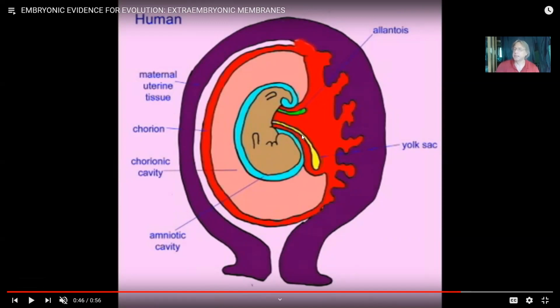The yolk sac is not storing food. The nourishment for an embryo and fetus comes from the mother's bloodstream and the placenta. The allantois does not store nitrogenous waste. It's the mother's kidneys, which are involved in the removal of waste. And so human embryos form a yolk sac and an allantois, the same extra embryonic membranes as formed in egg-laying animals, even though they aren't as needed.